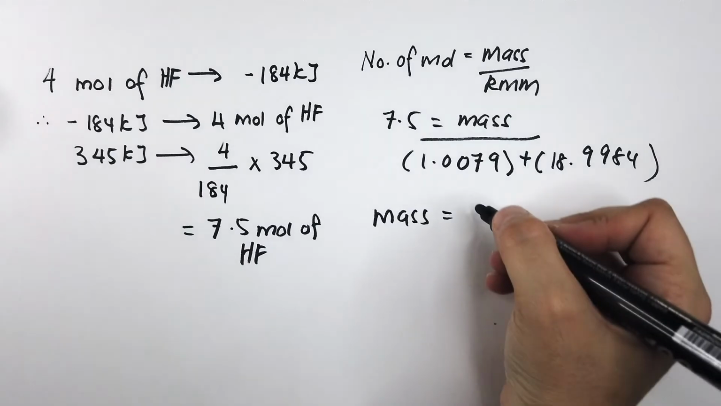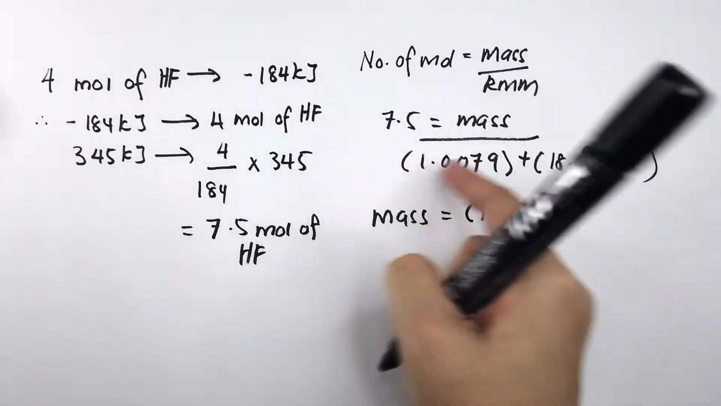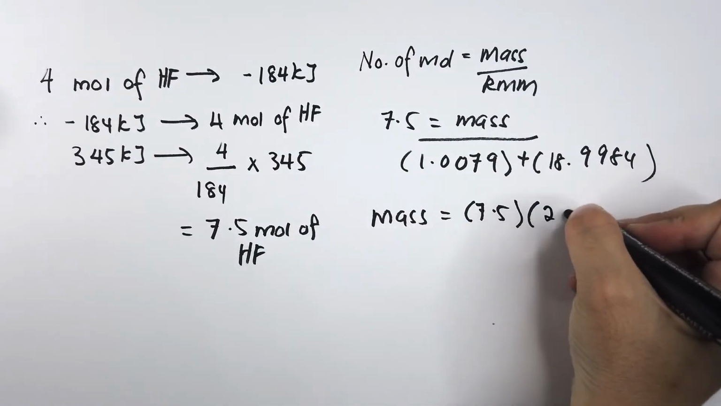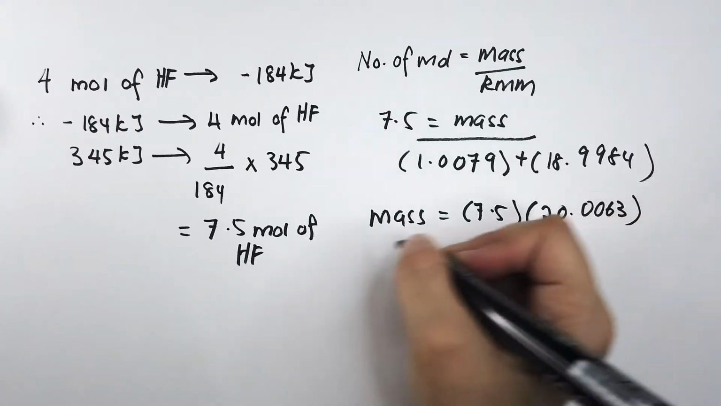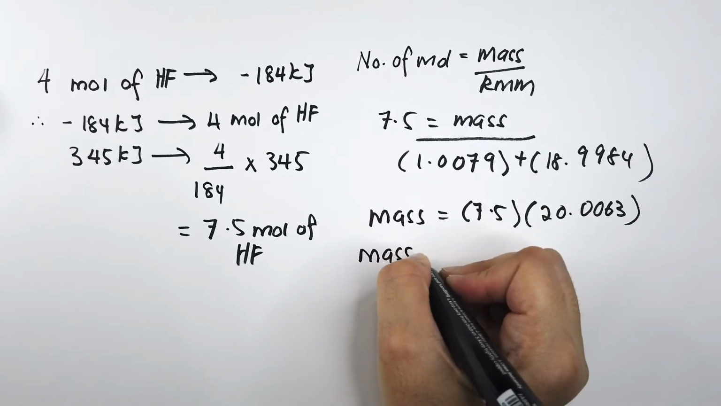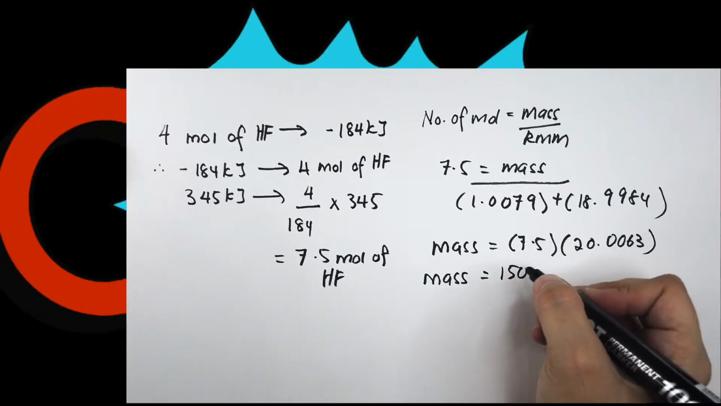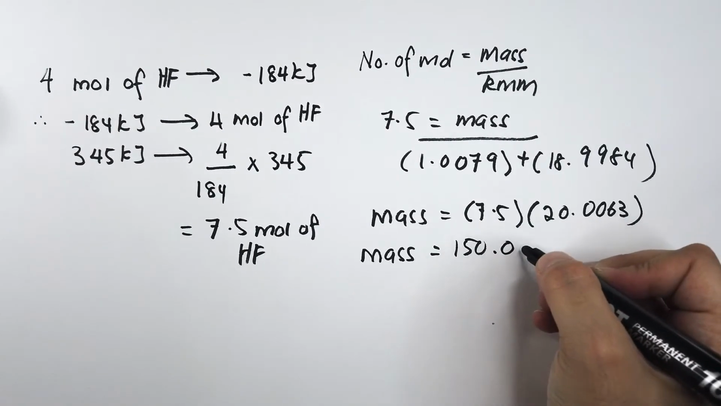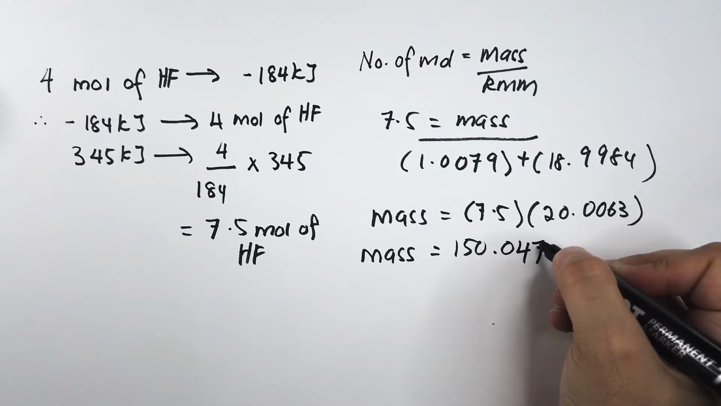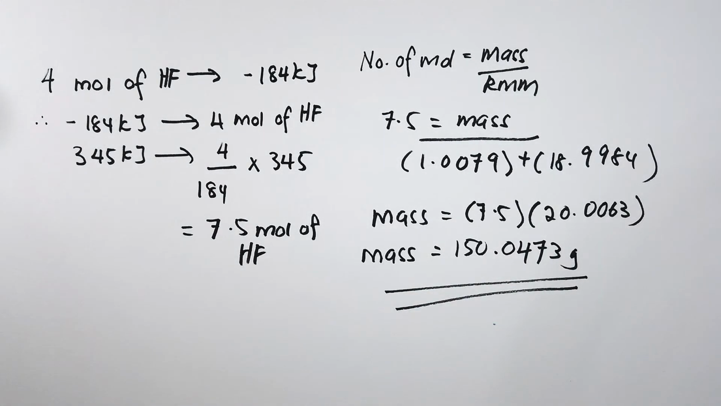So the mass should be equivalent to 7.5 times, because this one you need to add on, so it's going to be 20.0063. So the mass should be equivalent to 150.0473 gram. So this is the final answer for the last question. So altogether you should get 6 marks.